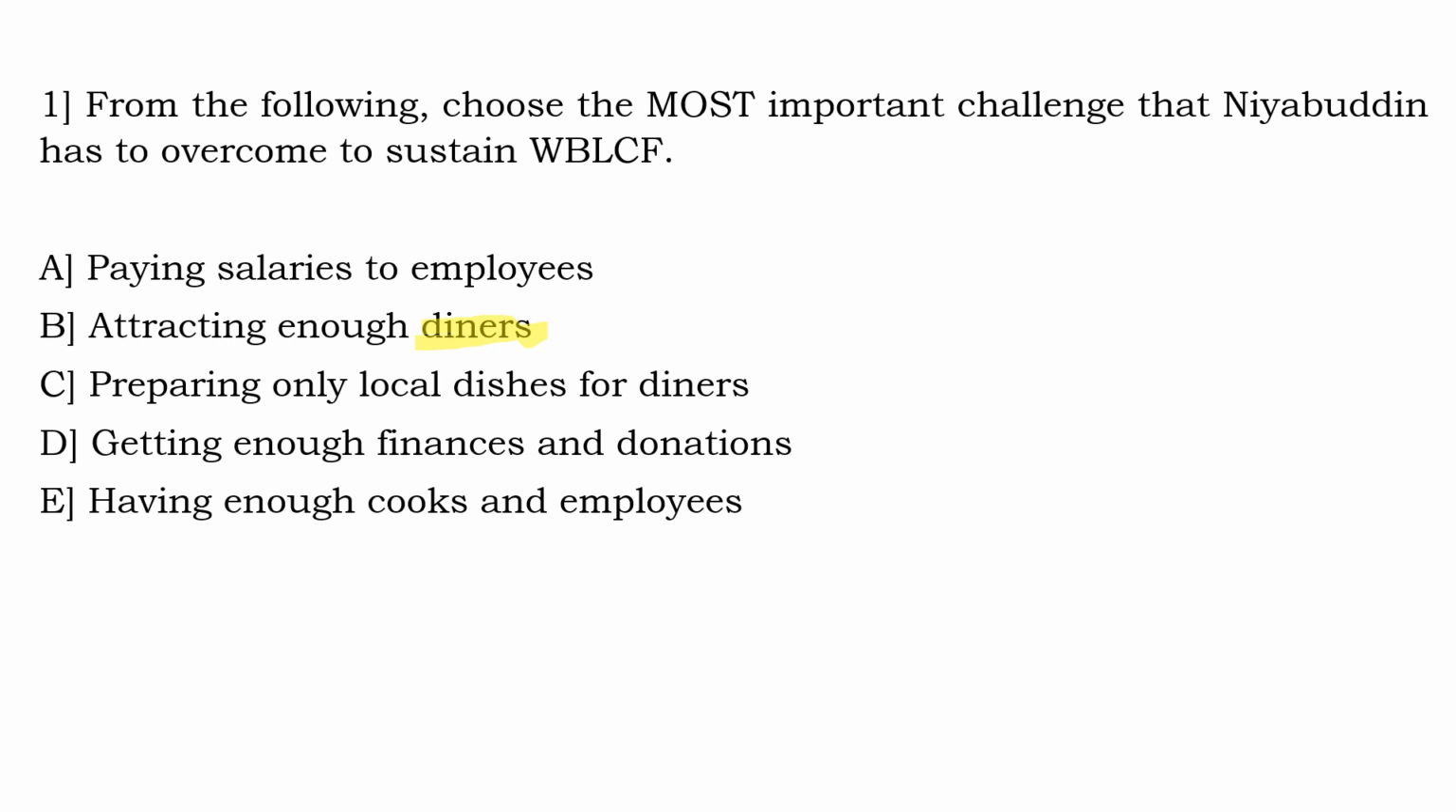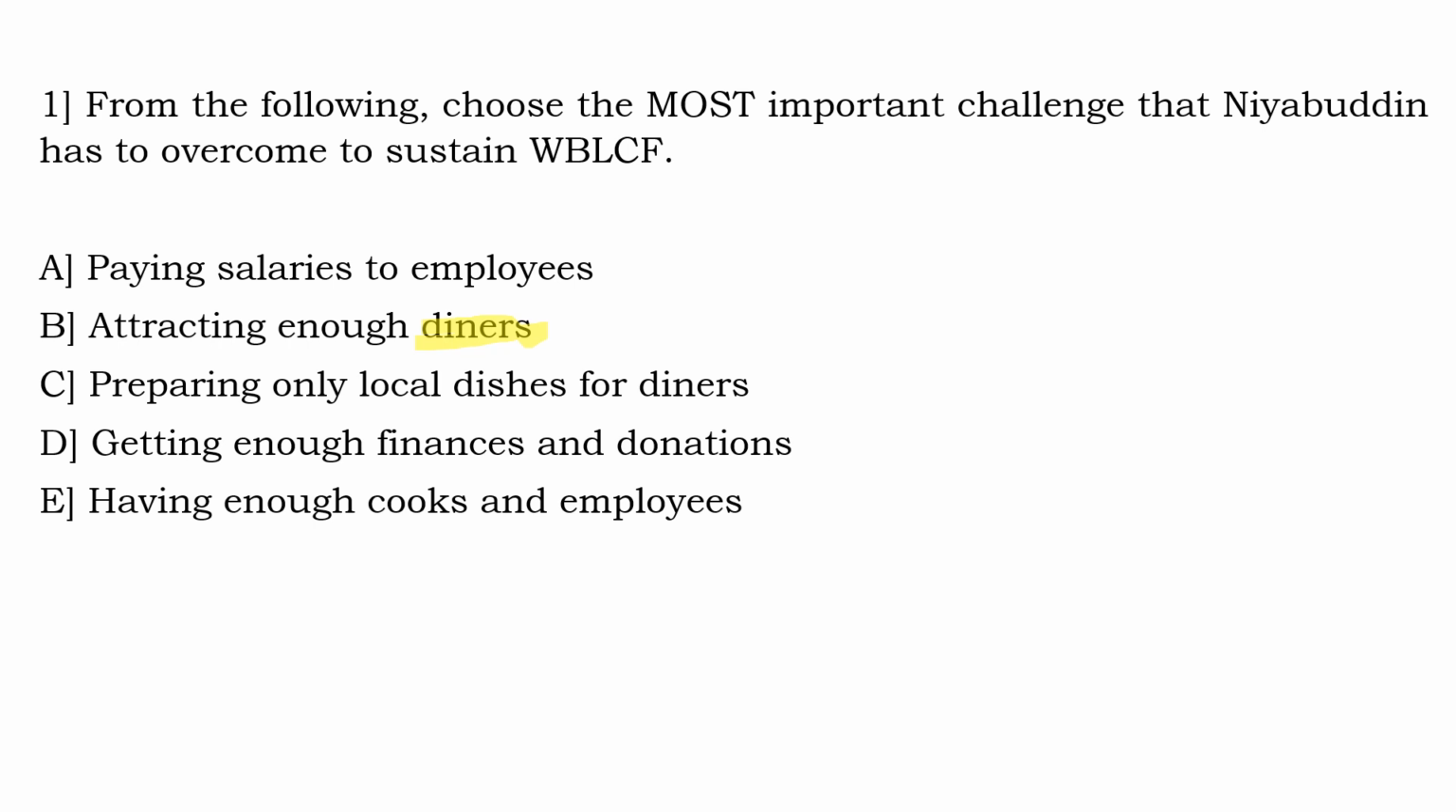Option E, having enough cooks and employees. So this also is not stated as a problem. He has cooks and employees. He is employing a lot of people, and he is paying them also. So as long as he is getting the money, he will be able to do this. The problem is the finance. So he is not an issue. So the likely answers for this particular question are either option A or option D.